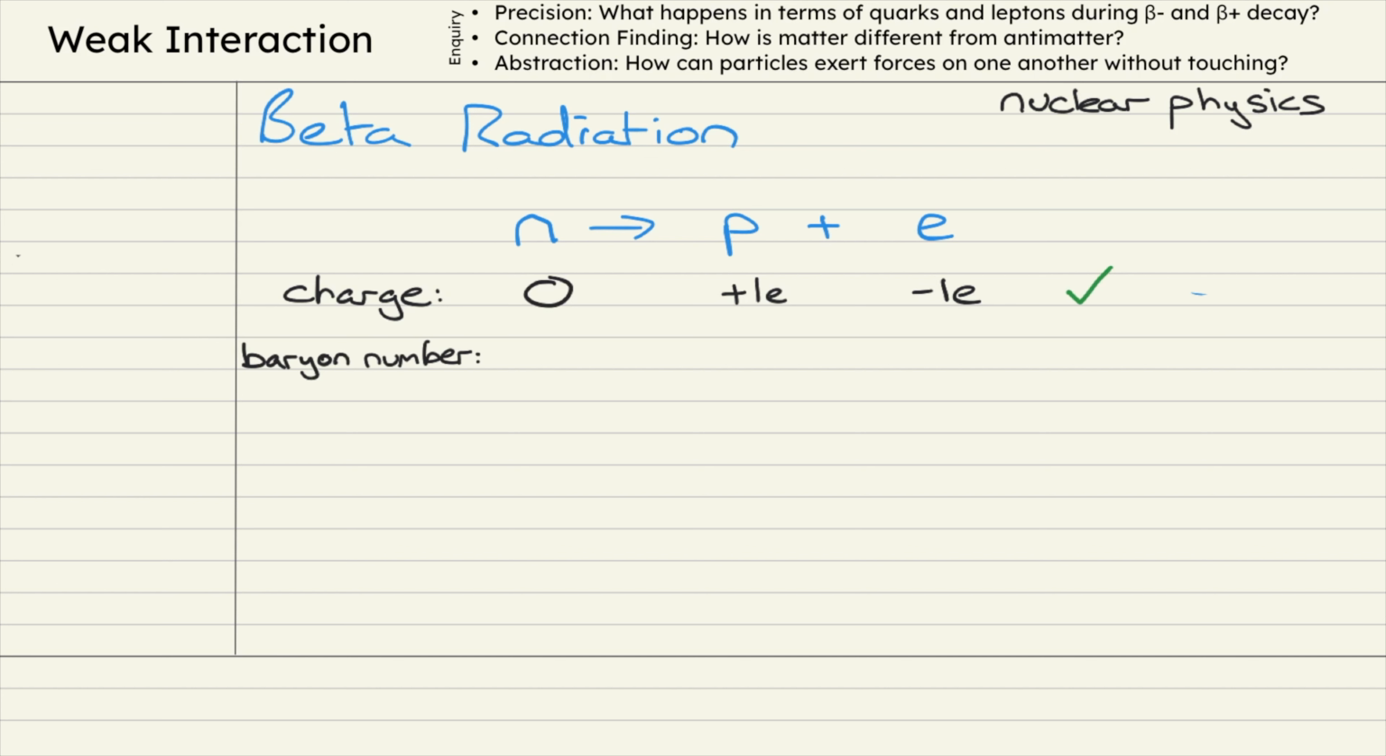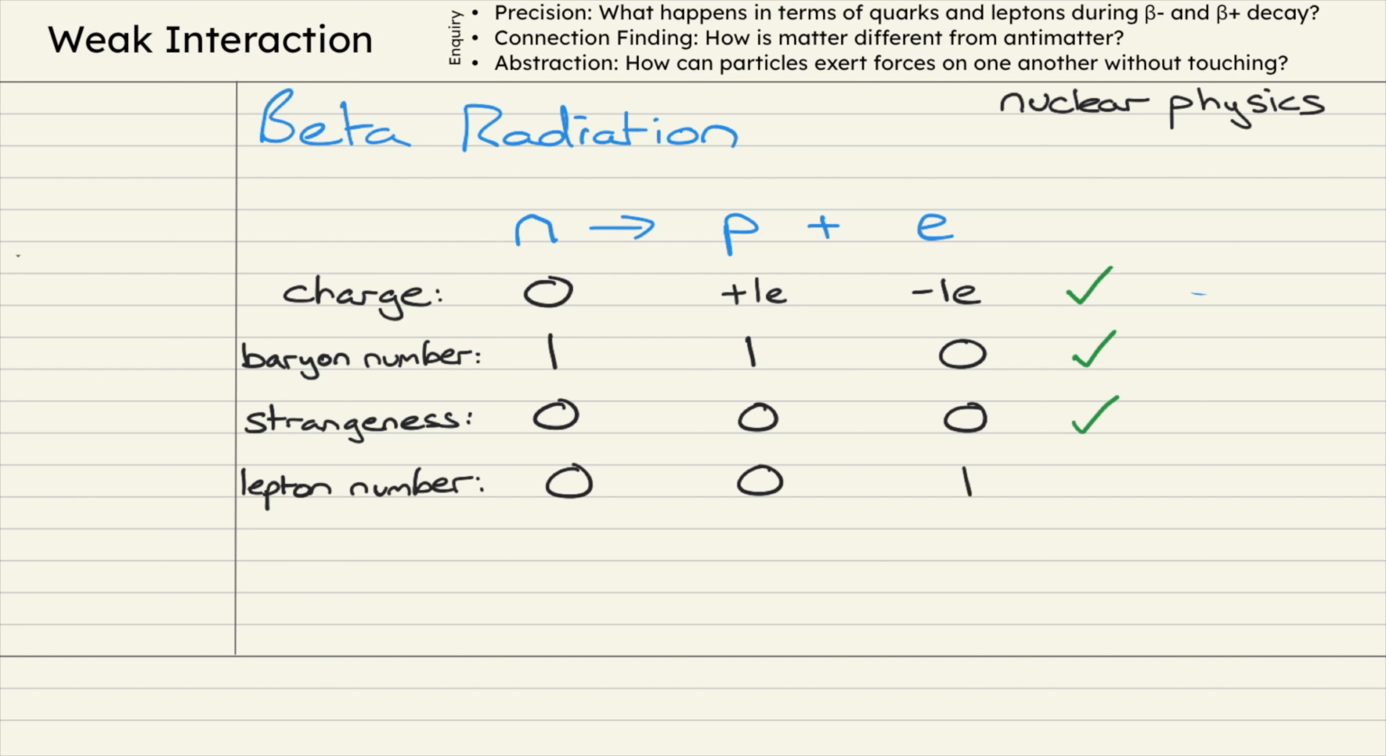Baryon number 1, 1, 0. Okay. Strangeness 0, 0, 0. Yep. Lepton number 0, 0, 1. So that's not balanced. To balance the equation, and it does have to be balanced, we need to put a lepton on this side. Now it can't be an electron because charge is already balanced, but a neutrino is a lepton, and a neutrino has a charge of 0. It's neutral. So I can balance the equation like so. Okay, put a neutrino over on the left, balanced.